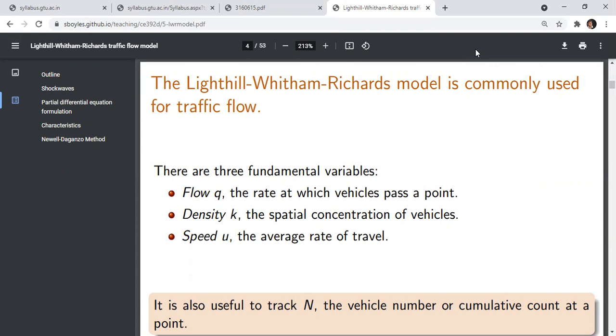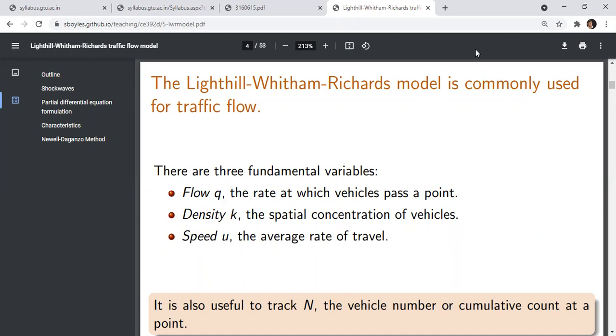The density mainly characterizes the spatial concentration of vehicles. Let's take an example: we have a 1 square kilometer area, and the number of vehicles available in that area at that time is called the traffic density. So traffic flow and traffic density are different. Traffic flow is measured at a particular point, whereas traffic density is measured throughout an area. And the last is the speed, the average rate of travel.